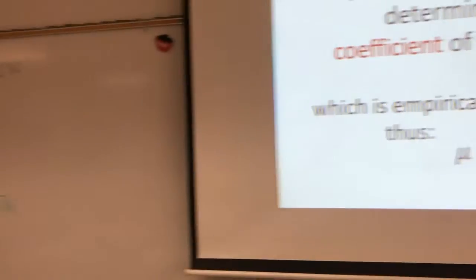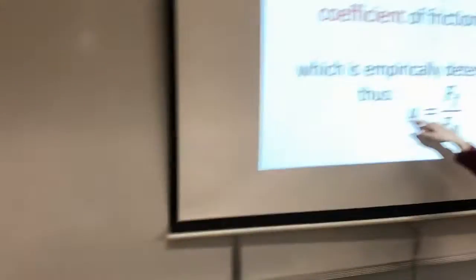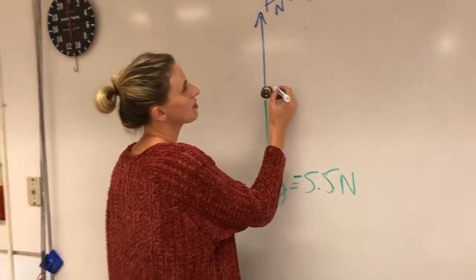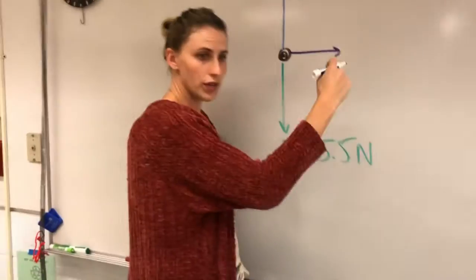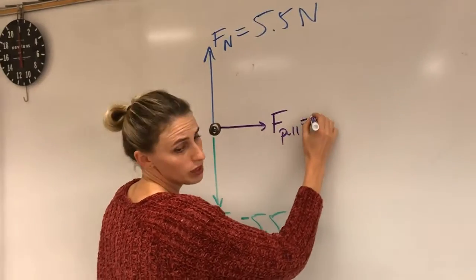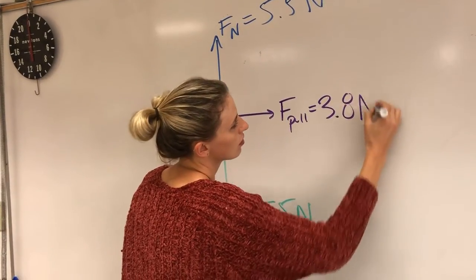Now we need to find the force of friction. If we want to calculate mu, we need the force of friction. But what do we know? I think that we know this one, right? Because it's when we were pulling. Yep, that's the force of the pull. Force of the pull, 3.8 newtons.